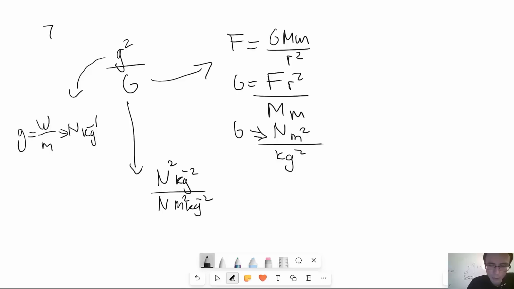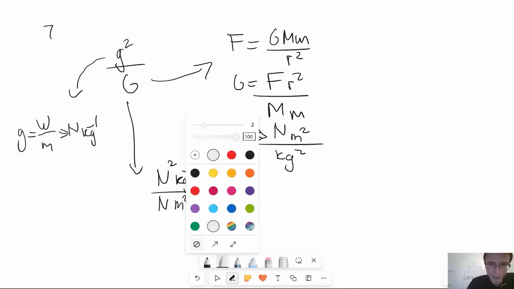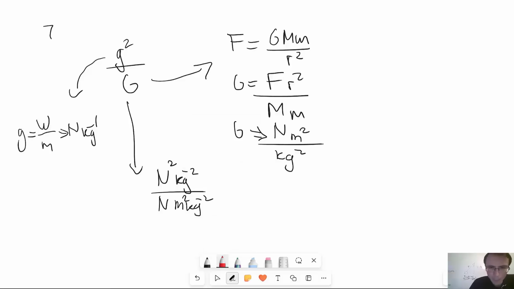We can just get rid of the kilograms like that. So what are we going to be left with? Newtons. Hang on, let's try it again. Newtons at the top, and then m to m squared. So this here means the correct answer on that paper was D.